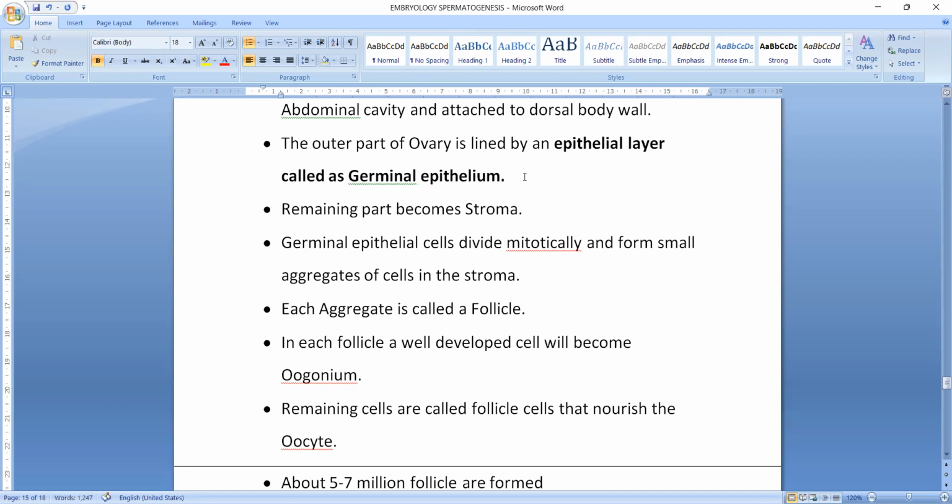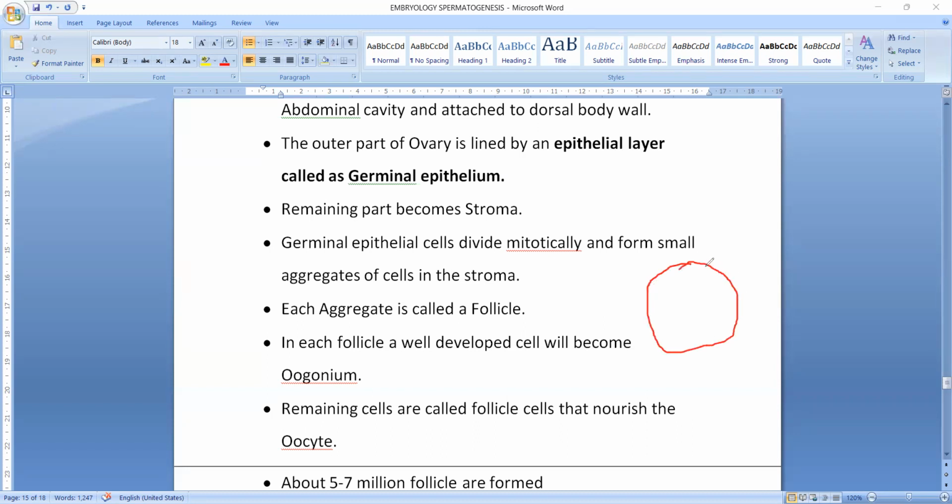Okay, so manam dini oogonia, you know, next step lo vasthundi. Anyway, tomorrow I'll explain the structure of the ovary and everything.